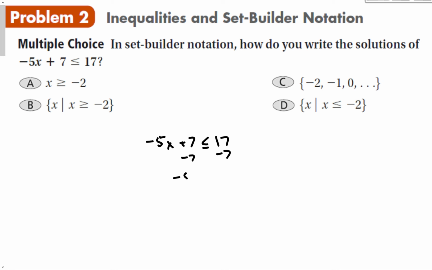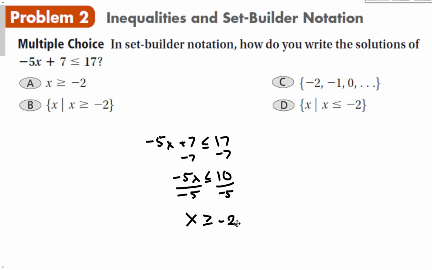Subtract 7 from both sides. Negative 5x is less than or equal to 10. Divide both sides by negative 5. Of course, remembering my most important rule: when I multiply or divide by a negative number in an inequality, I have to reverse the inequality symbol. So I have that x is greater than or equal to negative 2.